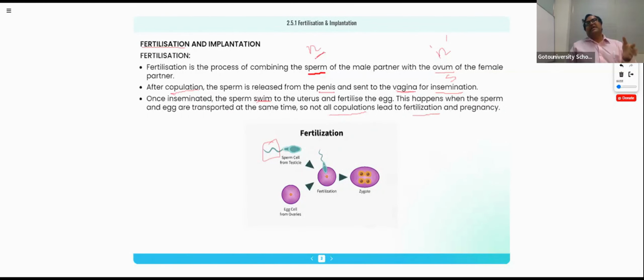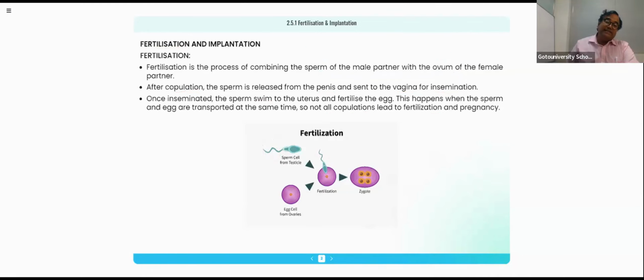If the couple is going for copulation after the egg release, that means after the ovulation time period, at that interval also there is no chance for conception. So that is the meaning of not all copulation leads to fertilization. So which copulation is successful? If the copulation is carried out by a particular couple during the ovulation time, then the zygote formation happens properly, right? So this is the way we need to understand.